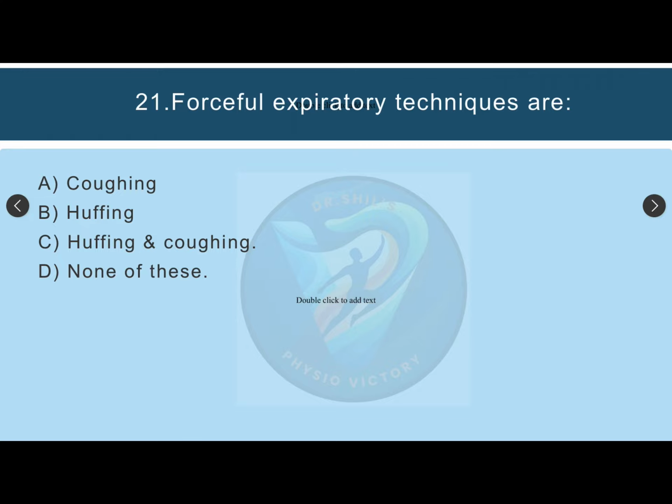Next question, question number 21. Forceful expiratory techniques are option A, coughing, option B, huffing, option C, huffing and coughing, and option D, none of these. Here the clear answer is option C, huffing and coughing. Forceful expiratory techniques are used to mobilize and expel secretion. They include huffing and coughing. Huffing is forced expiration with open glottis. You should remember this.